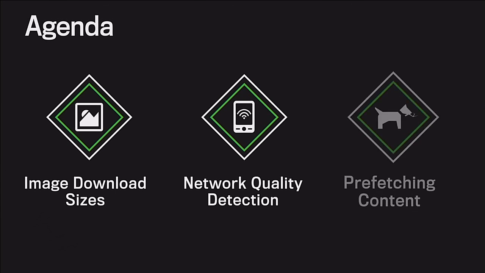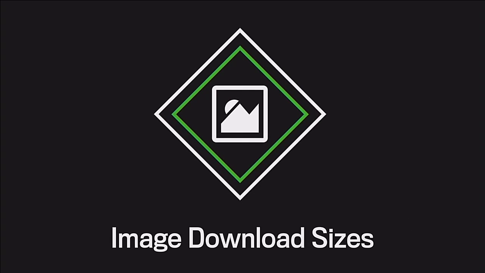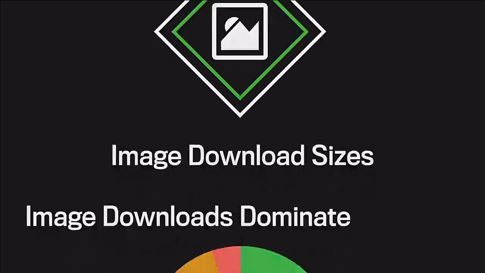We're going to cover 3 areas: image download sizes, dynamic network quality detection, and I will touch on prefetching content. First, reducing image download sizes.